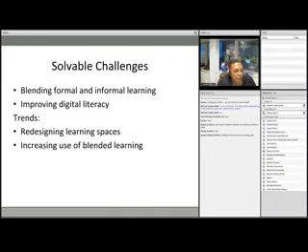Again, it's looking at how we blend formal and informal learning and thinking about improving digital literacy. Some of the trends that have been identified by the NMC are the way that we use our learning spaces and the way that we increase the use of blended learning. When I talk about blended learning, we're looking at the use of IT within our face-to-face teaching and how those things assist our students.